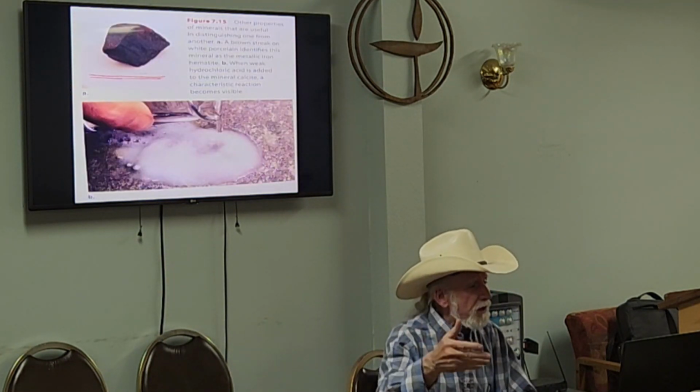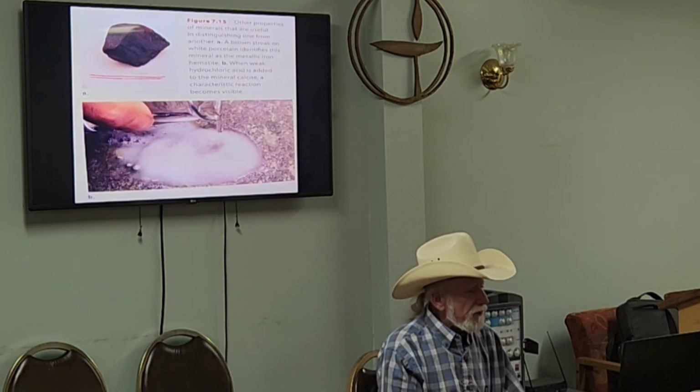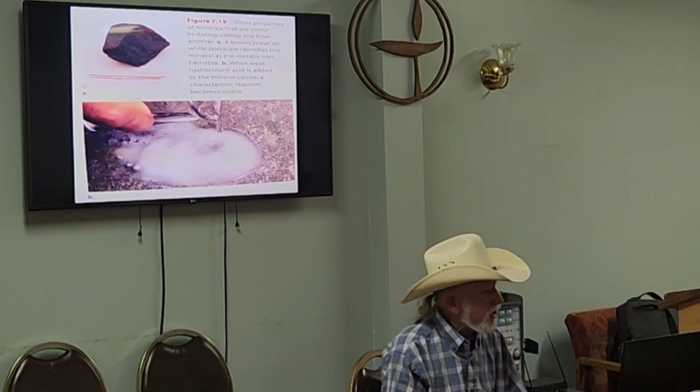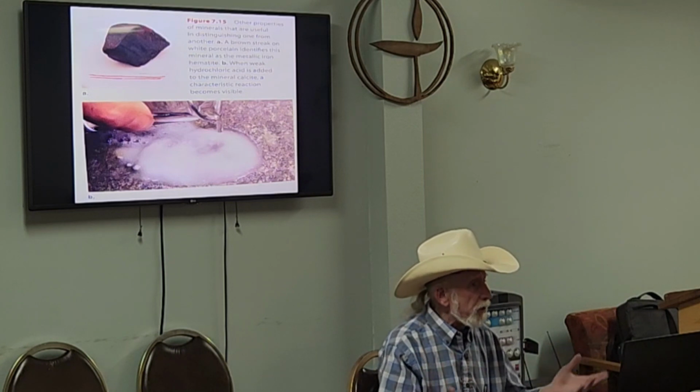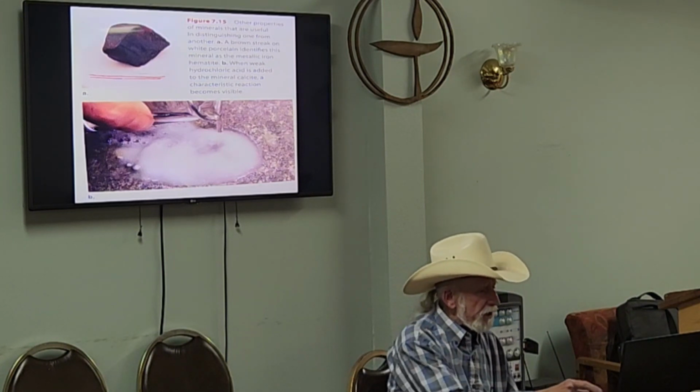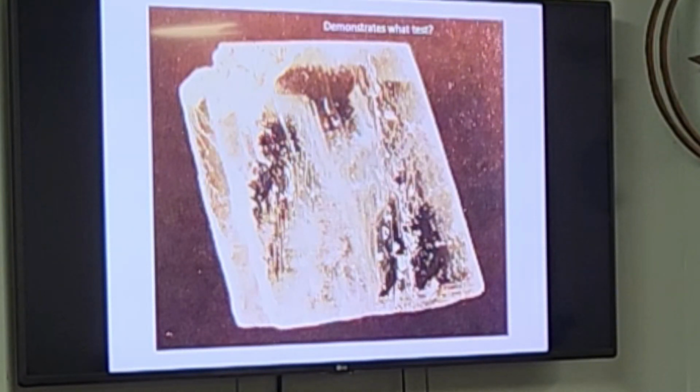Then you can have a little bottle of acid, do the acid test. And of course, you can have a lot of reactions. You can have smells come off. You can have color changes with the acid. And of course, the bubbling, which helps you identify carbonates. Okay, we're taking a look at this. All right, what test does this demonstrate by just looking at it?